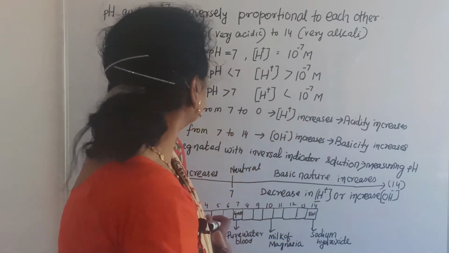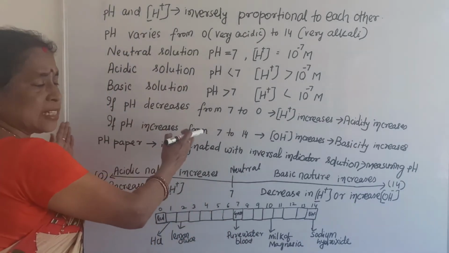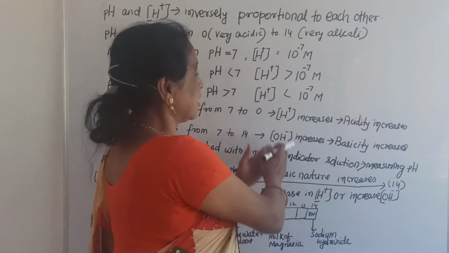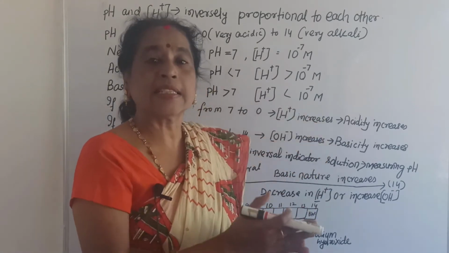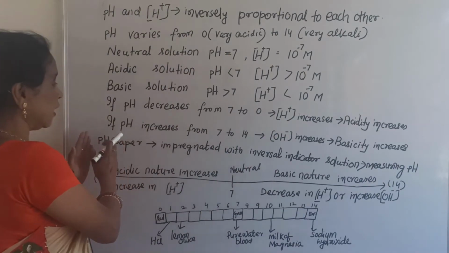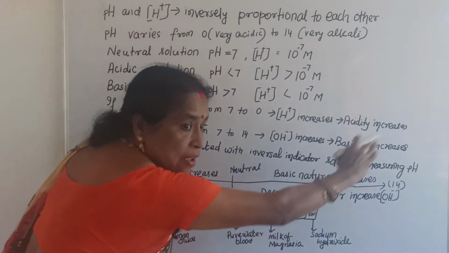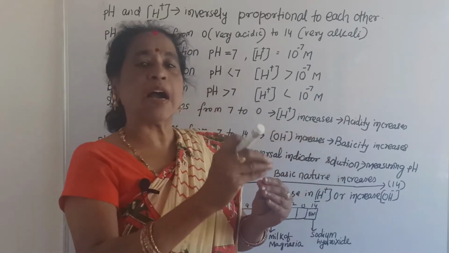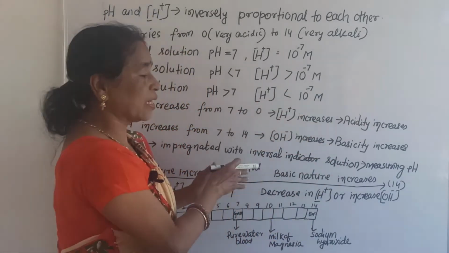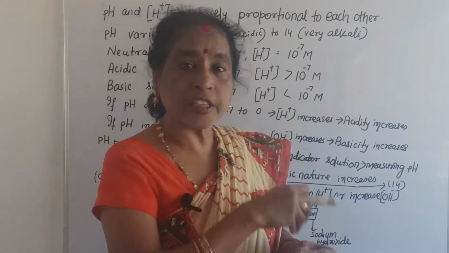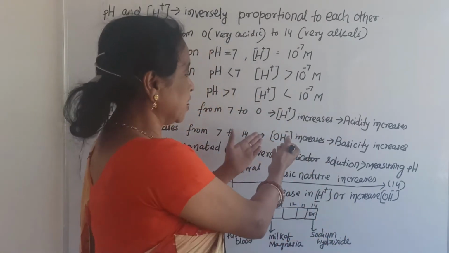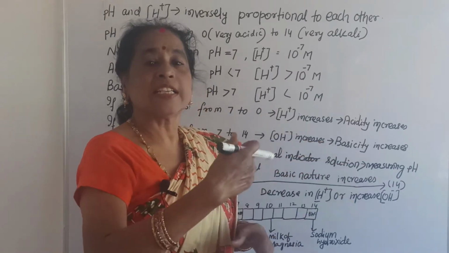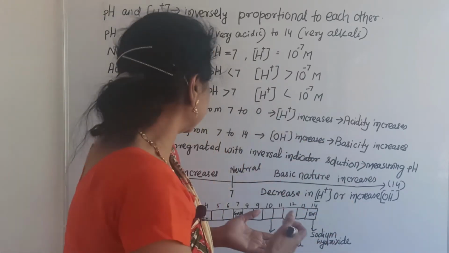Now if pH decreases from 7 to 0, what does it indicate? It indicates the H plus ion concentration increases and acidity increases. Similarly, if pH increases from 7 to 14, what does it indicate? It indicates OH minus increases, or you can say the H plus ion concentration decreases, or simply the OH minus concentration increases, that is, the basicity character increases.